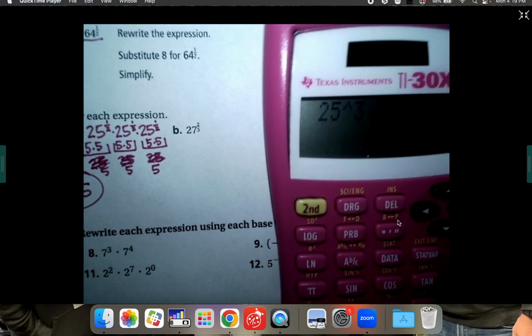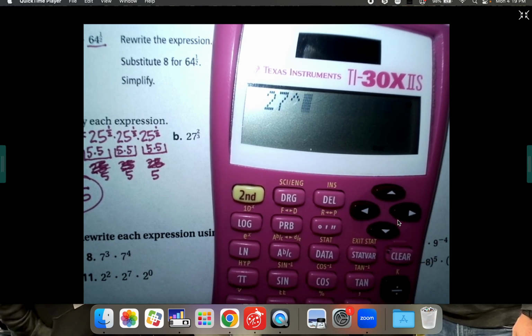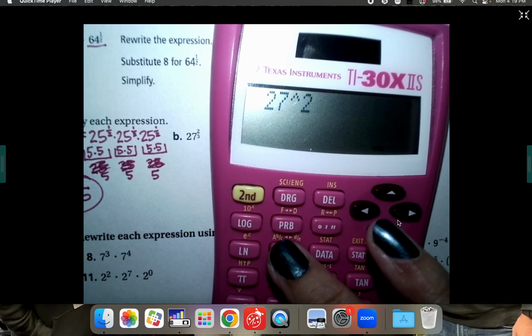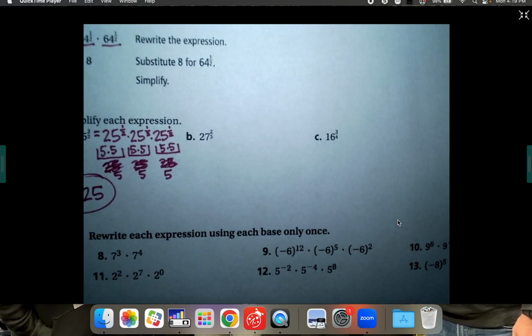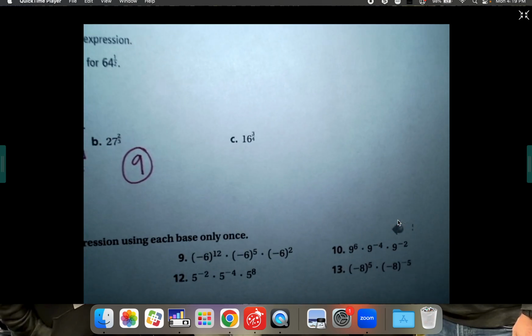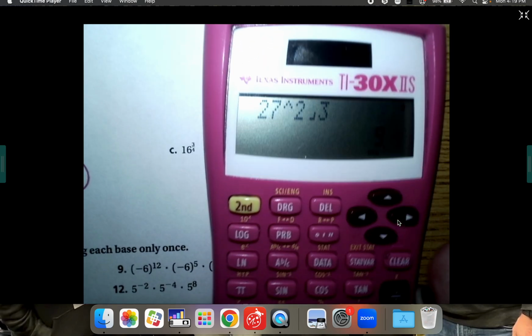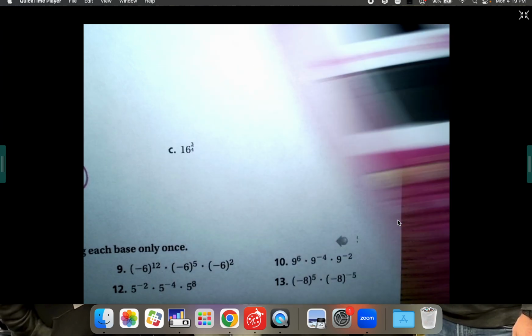Okay, let's use your calculator on the other 2 as well. So 27 to the power of 2/3 this time, 2 ABC 3, they flip-flopped it on us, is 9. And you can work this out or you can just practice using your calculator. And then 16 to the 3/4 power, 16 to the power of 3 ABC 4 is 8. Okay.